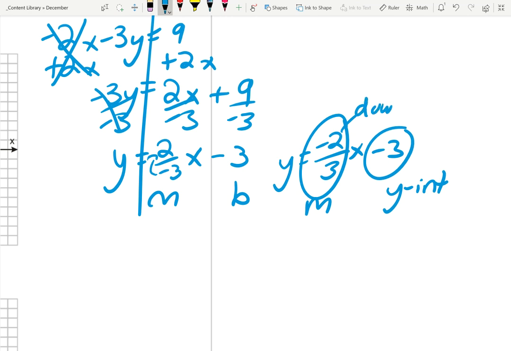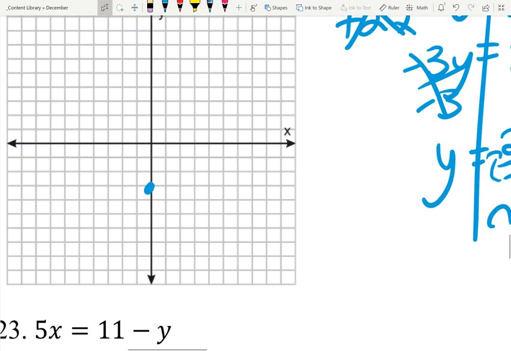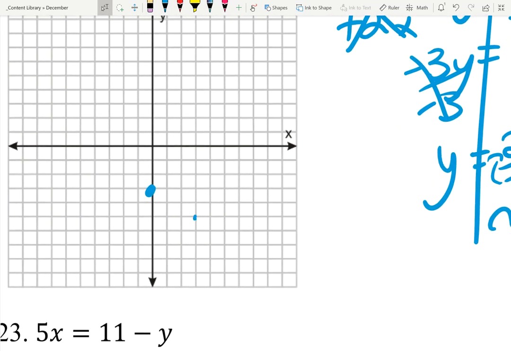So this means down 2. And my run is 3. And I'm going to go right because it's a positive 3. So we're going to go from this point. We're going to go down 2 squares and right 3 squares. Puts us here. So we're going to trace that again. Down 2, right 3. Down 2, right 3.